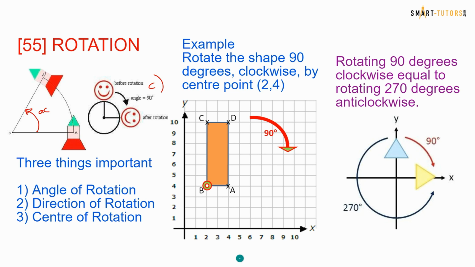Example, rotate the shape 90 degrees clockwise about center point (2, 4). So if you rotate this to this, from the (2, 4), this is 1, 2, 3, 4, 5, 6 units, from here 2, 4, 6 comes here, and from here 6, and that is the object. And always remember, rotating 90 degrees clockwise equals rotating 270 degrees anti-clockwise.